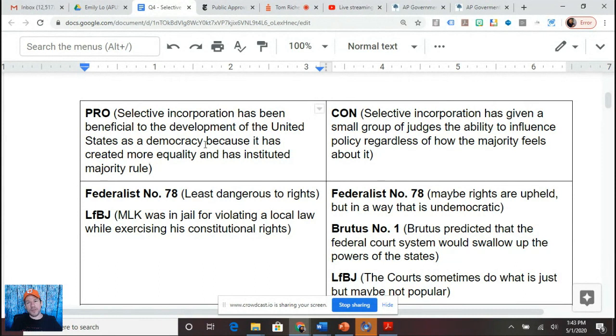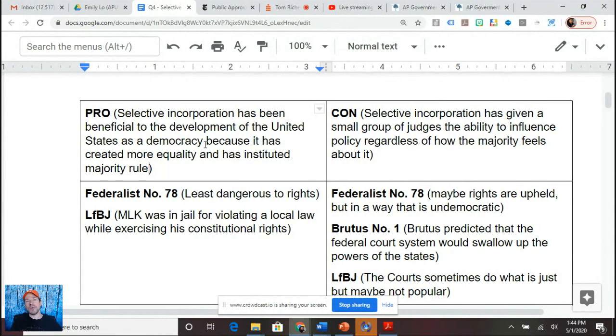The judiciary is going to be the least dangerous branch to the liberties of the American people under the Constitution. You could argue that the Supreme Court really typically doesn't take rights away, that they are recognizing rights. You could use something like Gideon versus Wainwright.